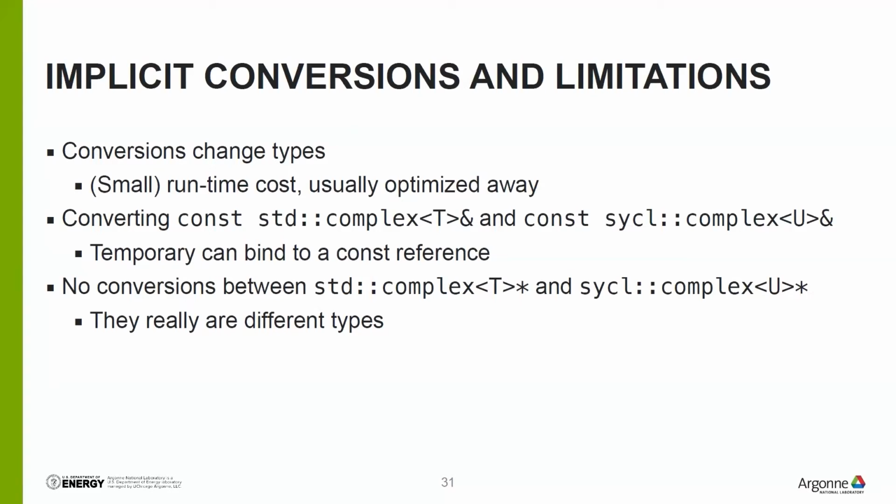usually optimized away. And you can convert between a constant reference to a standard complex to a SYCL complex, because you get a temporary and that could bind to a const reference. But if you have pointers to these things, right, that automatic conversion doesn't happen because they really are different types.